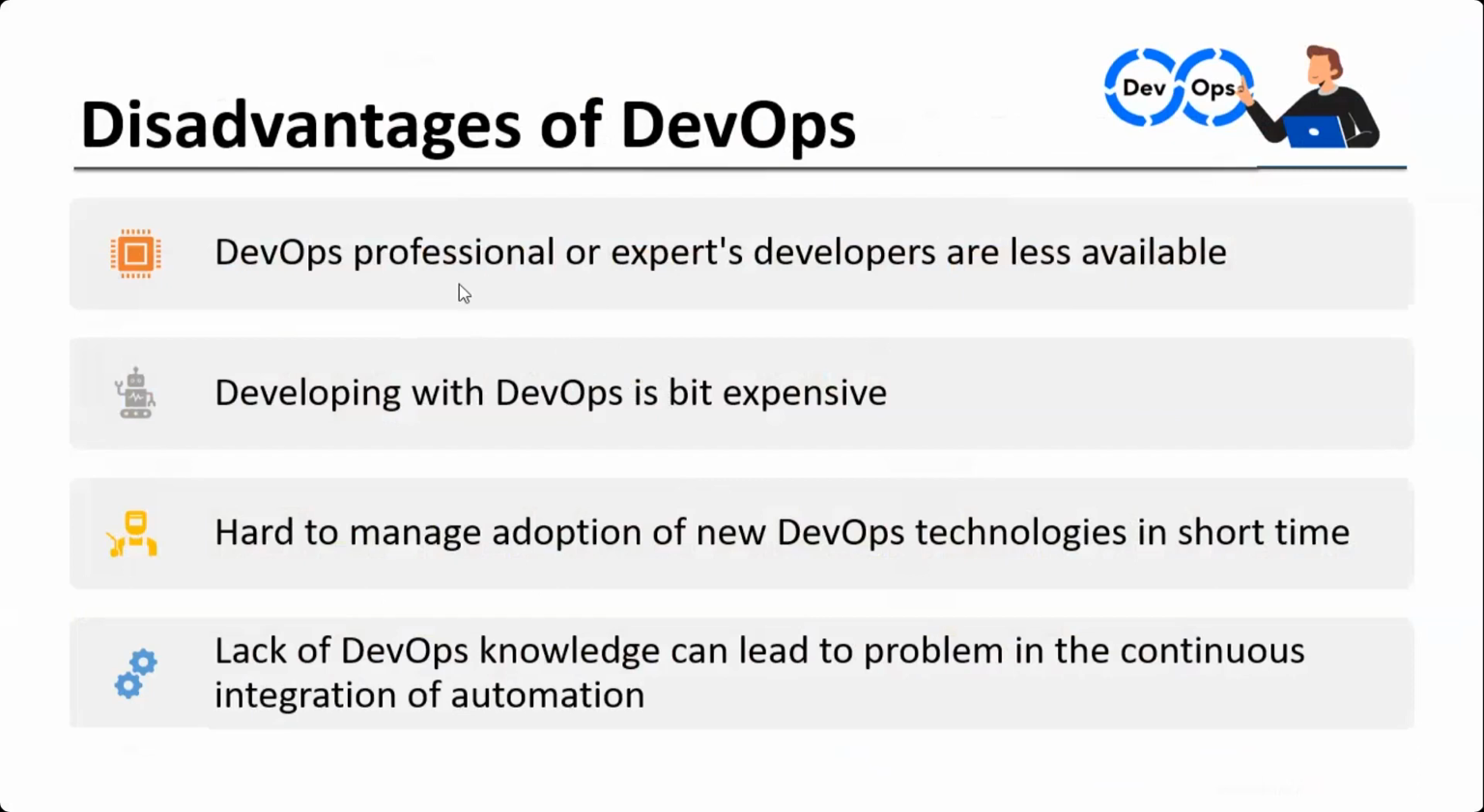Okay, therefore professionals or expert developers are less available because it's quite new, okay, and it requires really experienced and certified DevOps personnel. Okay, and developing with DevOps is a bit expensive, definitely, and it's hard to manage adoption of a new DevOps technology in a short time. So we have, like, giant clouds or companies that have introduced software.